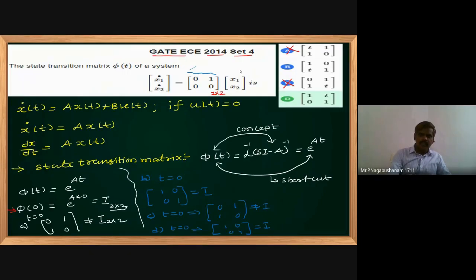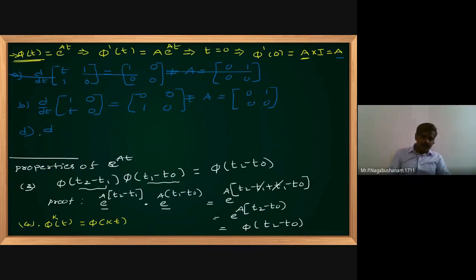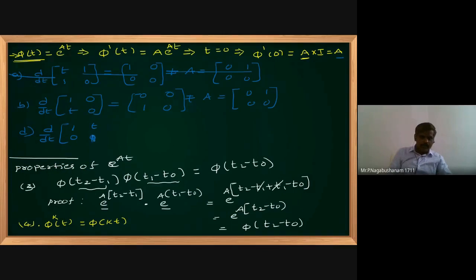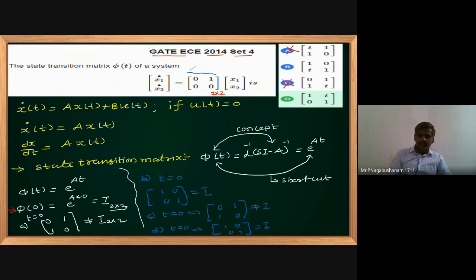D is 1, t, 0, t. Taking d by dt of it gives 0, 1, 0, 0. Yes, it is the matrix A, that is 0, 1, 0, 0. Now D is the correct answer. Like that, we have to check.